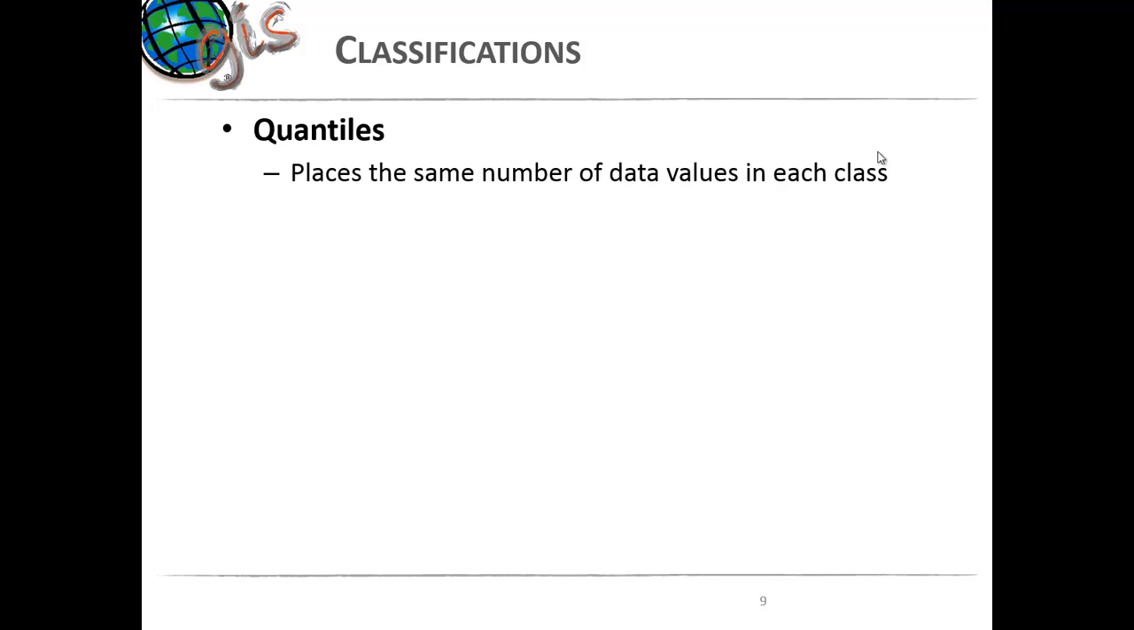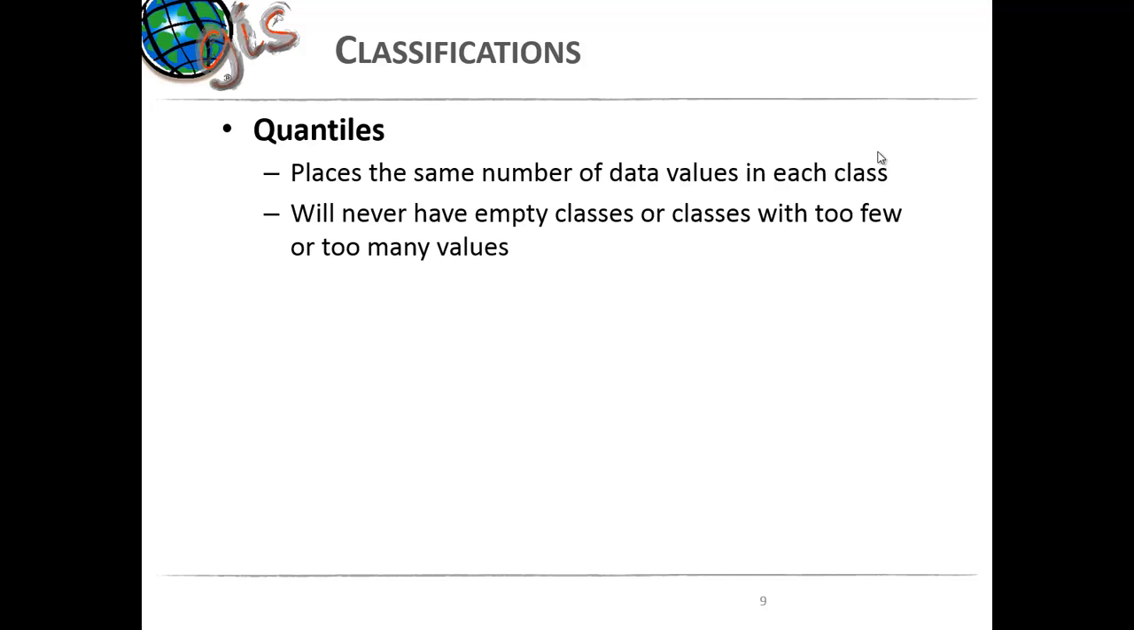Classifications, quantiles. What it does is it takes all the data and places the same number of data values in each group. So let's say you have 1600 counties and you place the 1600 counties into 4 different groups. Each group will have 400 counties in them. So the data is classified in such a way.